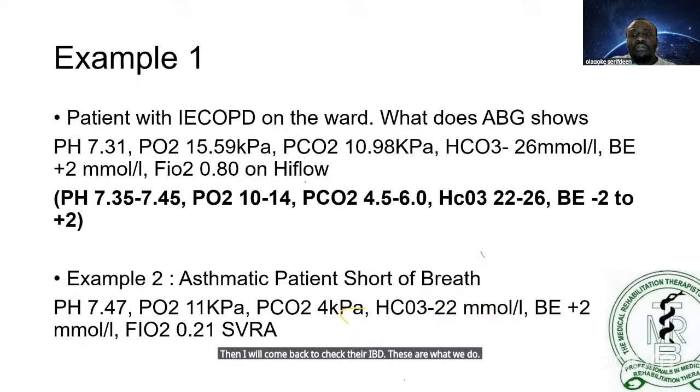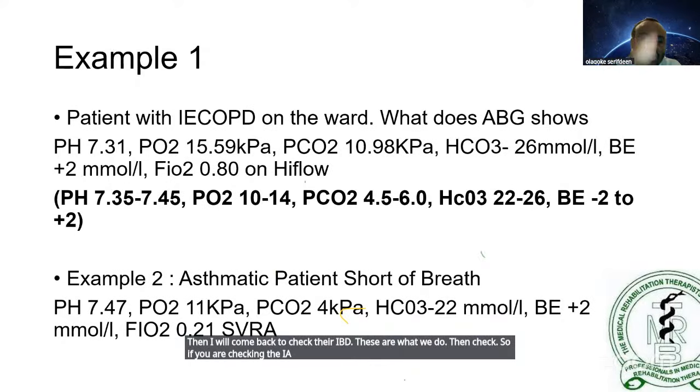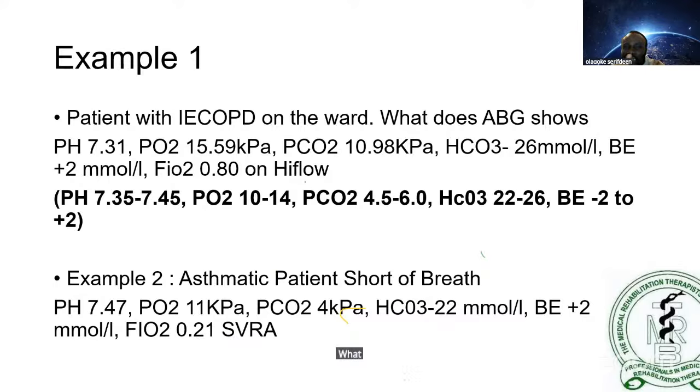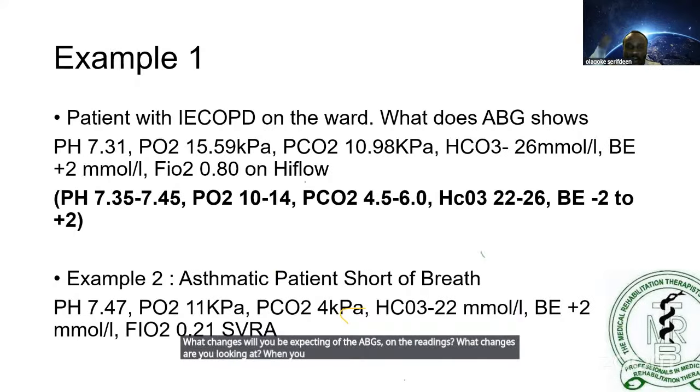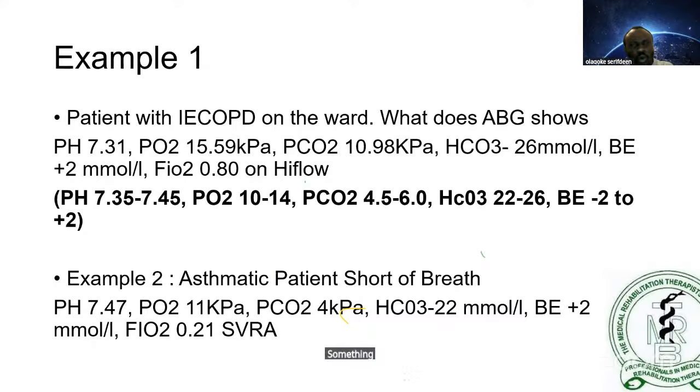Then check. So if you are checking their ABG now, how will you know if this person is deteriorating or improving? Physios, how do we know? Persons, please. What changes will you be expecting on the ABGs, on the readings? When you've done your stuff with them, gone, and now come back to see them again, what will you be checking on the ABG that will tell you, oh yeah, this man is improving, something is going down? What are you checking on their ABGs?